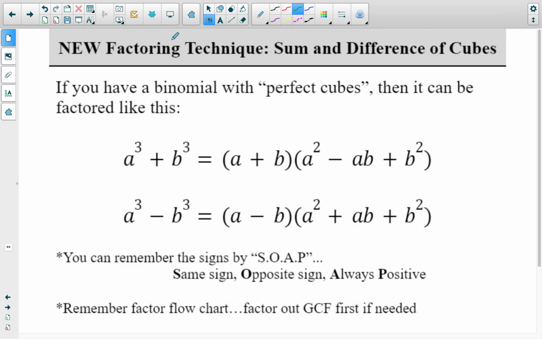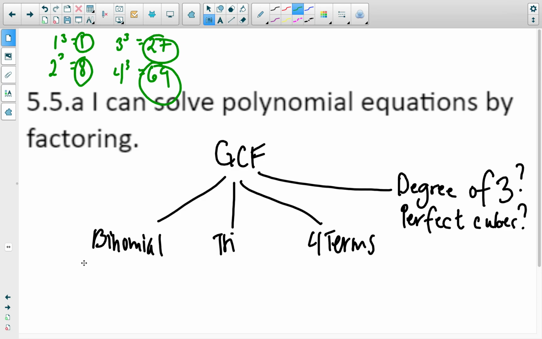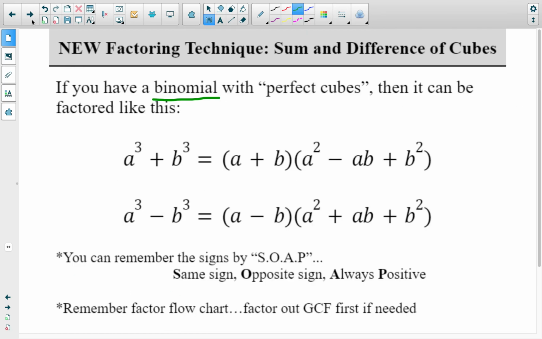So we have a special factoring technique that we can use whenever we have a binomial, so whenever we have 2 terms with perfect cubes. So actually in our factor flow chart, this would really fall under the binomial category, if we have perfect cubes. So if we have something raised to the third power plus something else that's raised to the third power, we can rewrite it in such a way as this. If we're subtracting to begin with, then this first quantity right here will have a subtraction sign, then a minus, and then a plus.